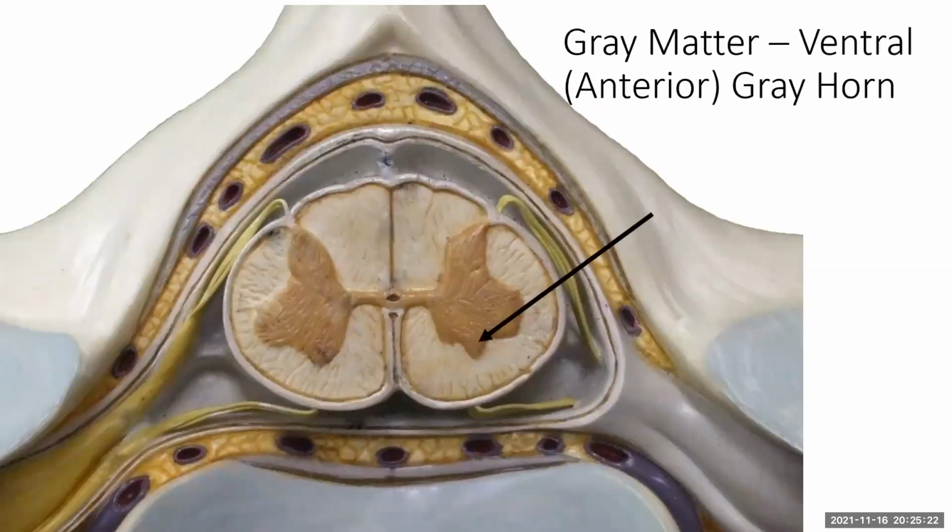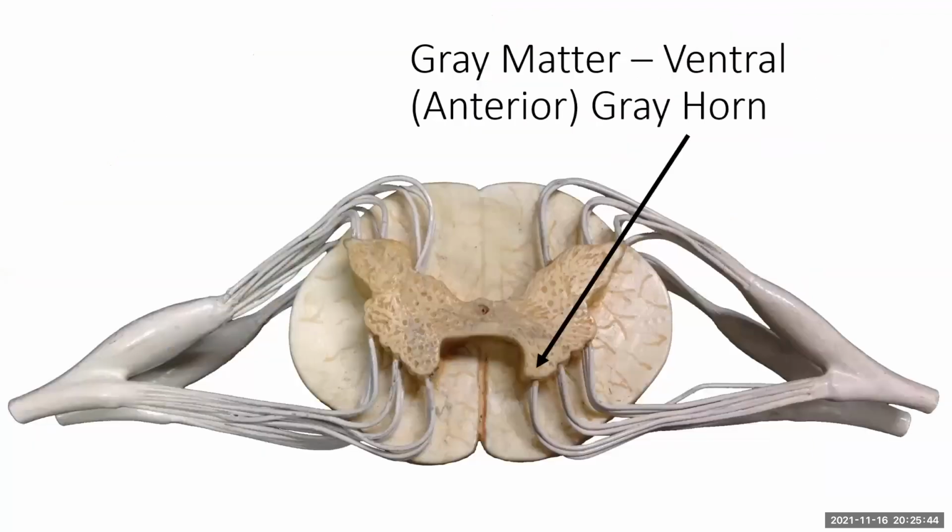And then next is the ventral gray horn, also known as the anterior gray horn. The anterior gray horn is going to contain the cell bodies for our somatic motor neurons, right? The lower motor neurons that are going to innervate skeletal muscle. That's the anterior gray horn. Here is the ventral gray horn or anterior gray horn on this model here.